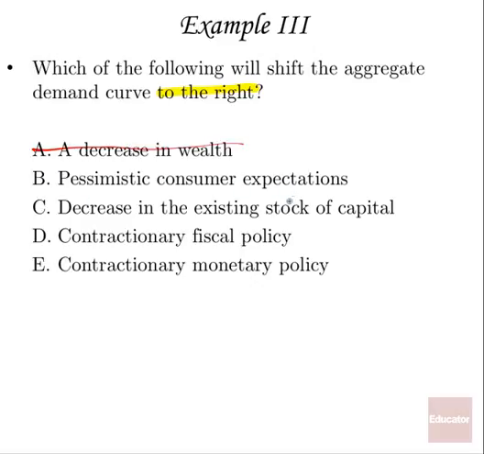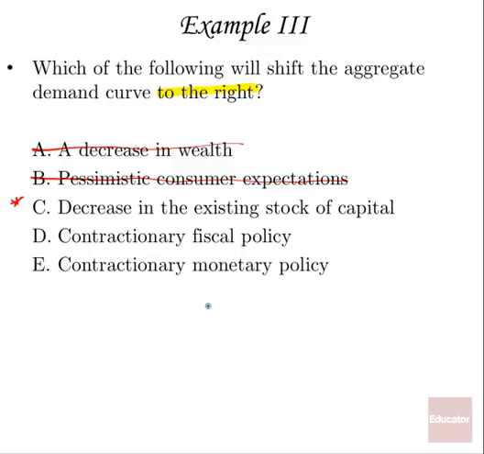Pessimistic consumer expectations. If people are not thinking good things are going to happen, then the aggregate demand curve will shift to the left. So this is also incorrect. A decrease in the existing stock of capital. Okay, this seems correct. So there's less capital out there, less inventory. So there's going to be an increase in inventory. That looks like the correct answer. Let's put a little mark right there.